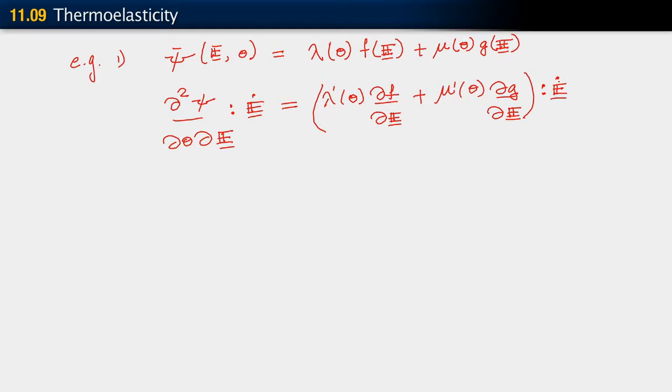Okay, all right, and in this case lambda of theta and mu of theta are the so-called adiabatic elastic constants.